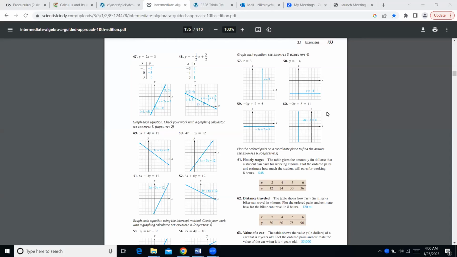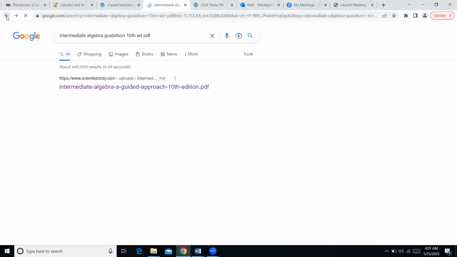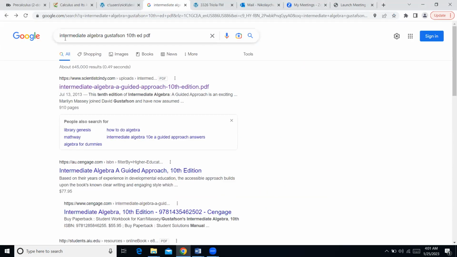So we're working with the free textbook. I know that some people just recently added this class and may have difficulty figuring out what it means to have a free textbook. Well, all you need to do is Google search and type the name of the class, intermediate algebra, and then the name of the author, Gustafson. And we're using the 10th edition PDF.